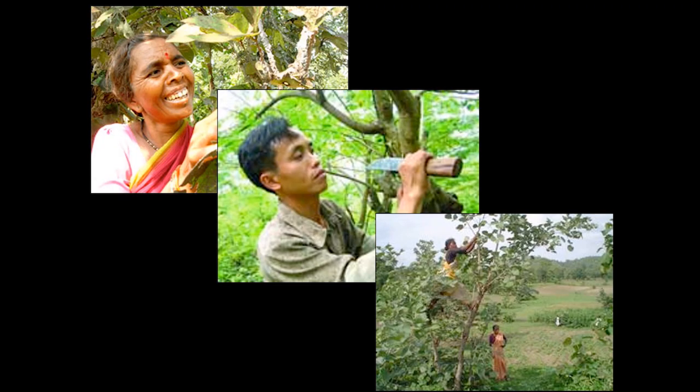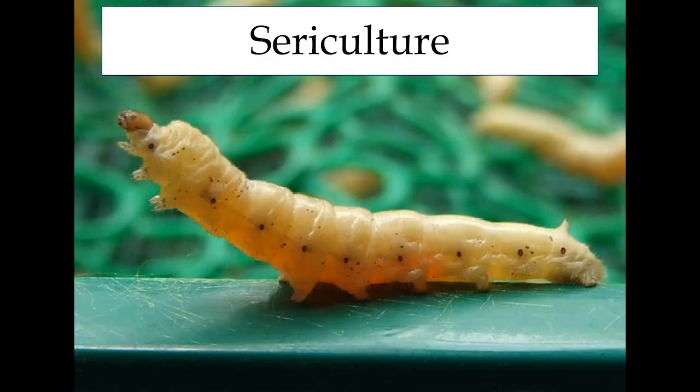Now here are images of men and women cutting shellac off of branches of fig and acacia trees in India, Thailand, and other parts of the world. Burma, Myanmar, is another place where shellac is produced. I'll talk next about silk.